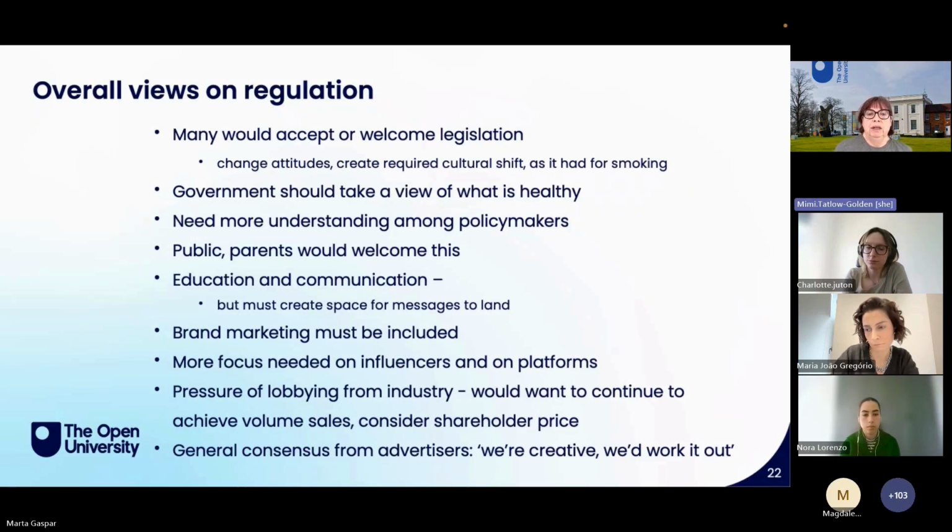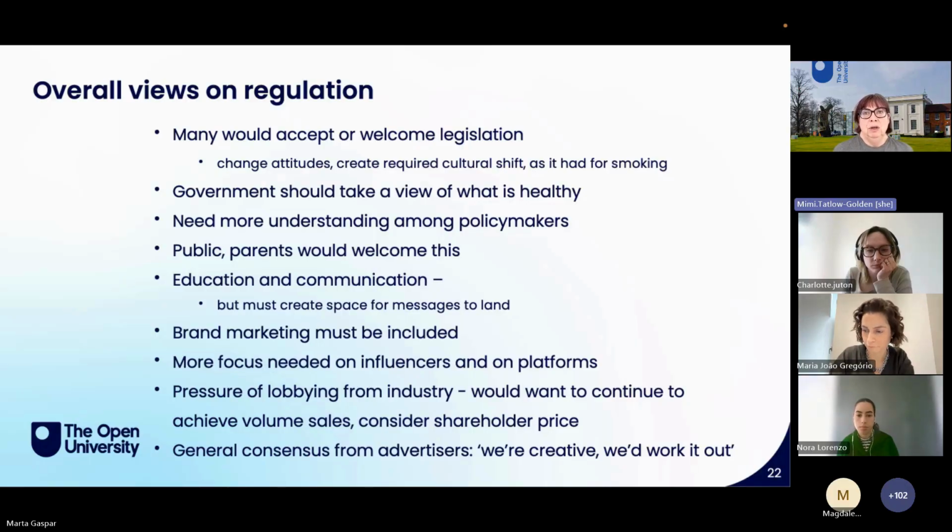Okay, so finally on regulation. They concluded that they would accept or welcome legislation. There's this sense that, look, if you make the rules, we will follow them. We're advertisers, we're smart, we can create change, we can work with change that government creates, but we just need that level playing field. You can't expect some people to be ethical while others aren't doing that. And so really their sense was this is something that government must work on. We need more understanding among policymakers. We believe, the advertisers said, that the public and certainly parents, including ourselves, would welcome this.